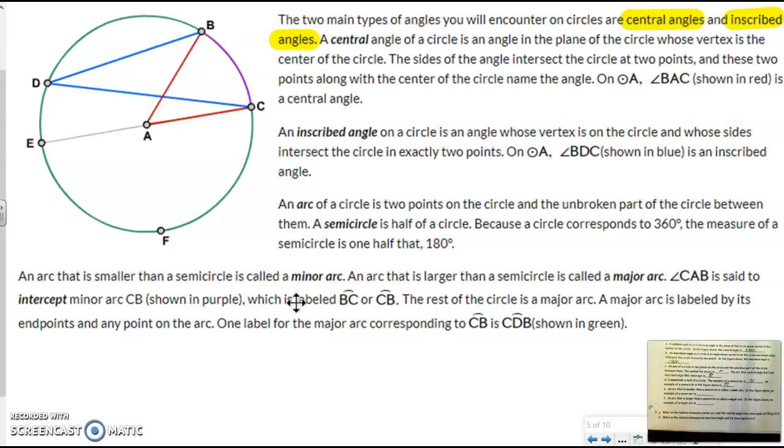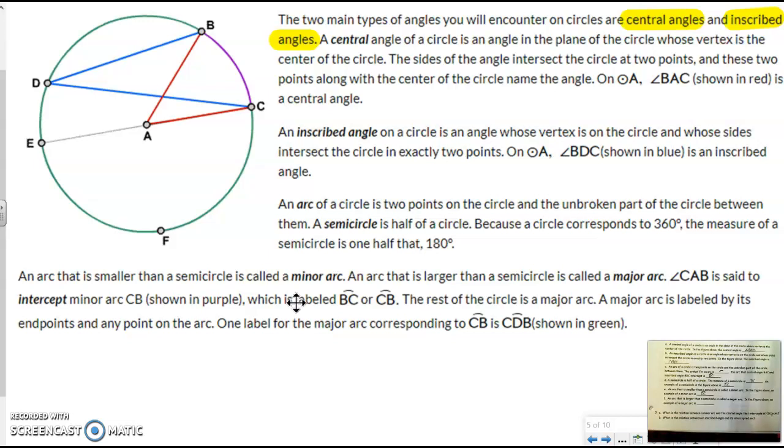And again, an example of a minor arc, we'll just say DC. So DC is the minor arc. Now keep in mind BC is also a minor arc, but DC is the minor arc.